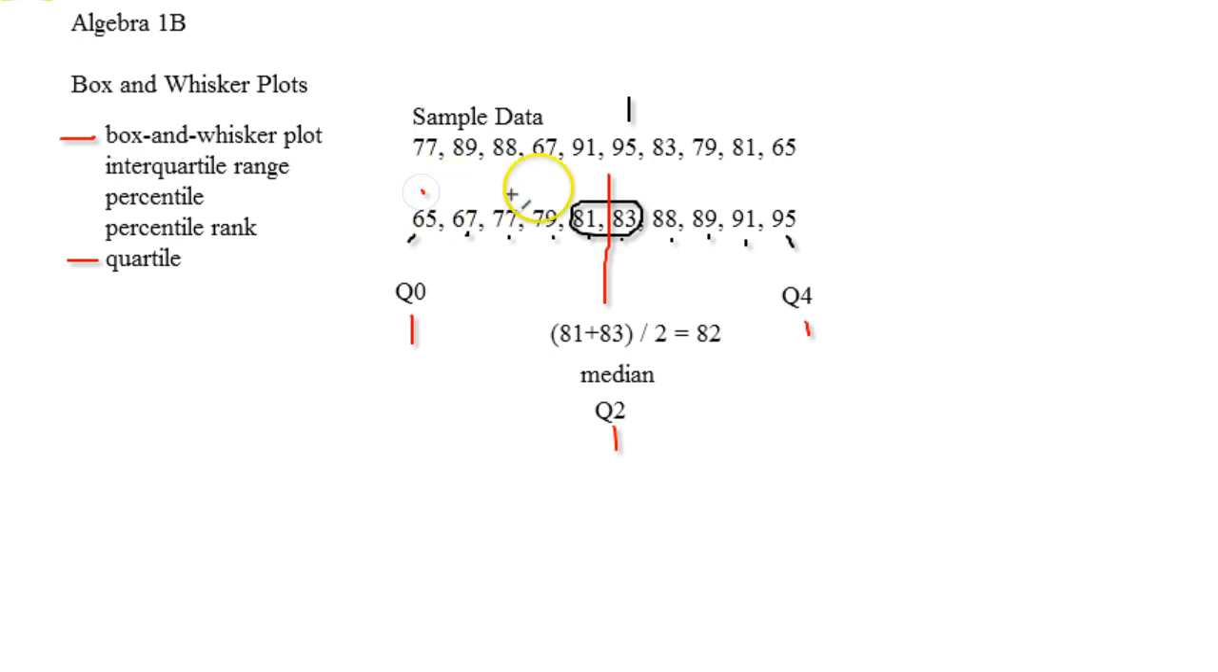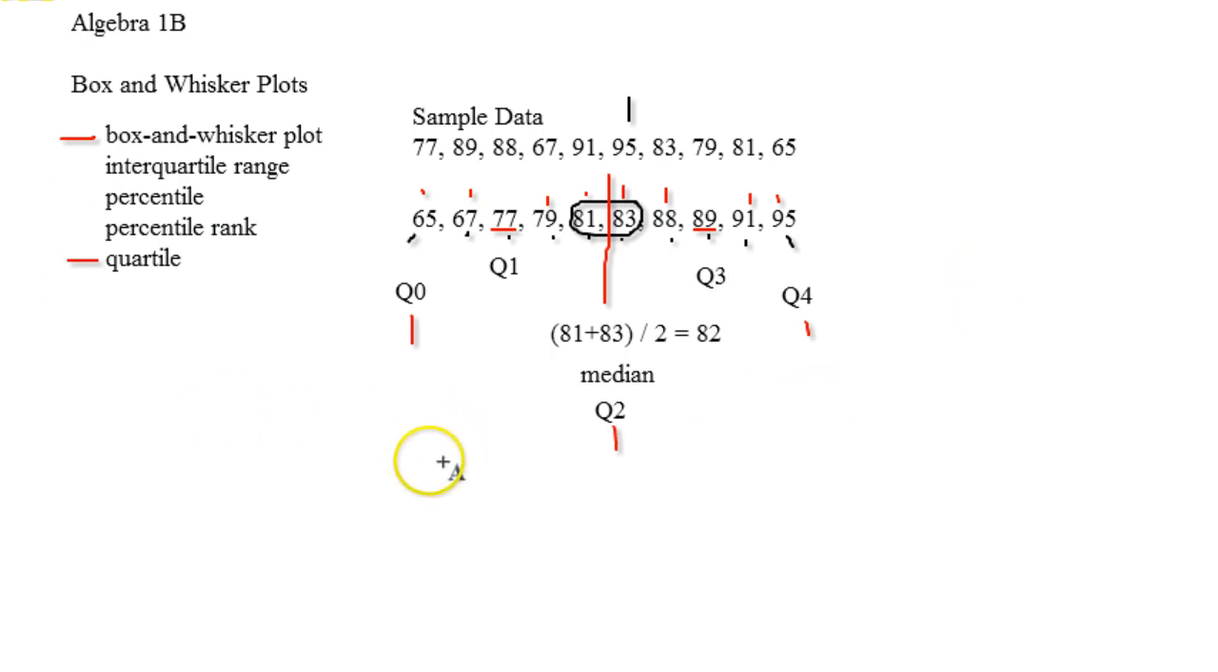So 1, 2, and that's going to be the 77. So the 77 is actually my first quartile. Then I'm going to do the same exact thing between 83 and 95. 1, 2, and there we go, 89. This is going to be quartile 3, the 3rd quartile.